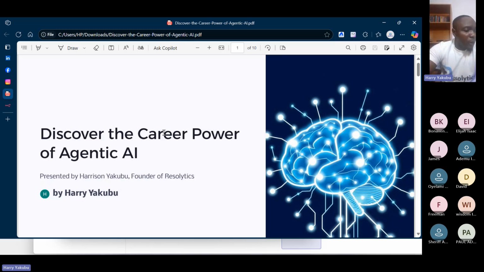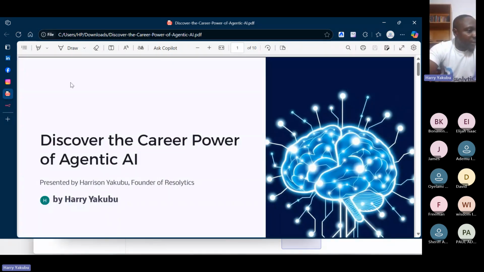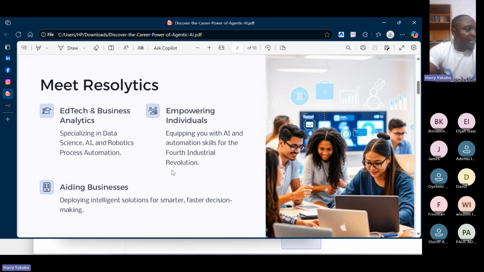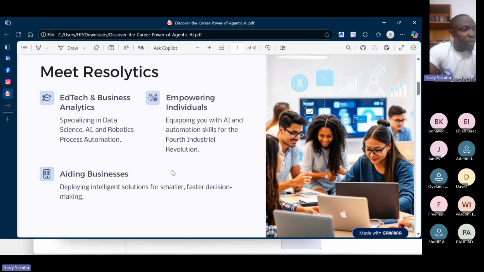All right. So without further ado, let's meet Resolytics. Who's Resolytics? Resolytics is an edtech and business analytics business. We specialize in data science, AI, and robotic process automation. We are equipping young individuals, and even senior citizens and the likes, with AI and automation skills for the fourth industrial revolution. We are keen on how you gain the relevant skills for the fourth industrial revolution. We are passionate about bridging the gap between the technological advancement of the Western world and Nigeria, and by extension, sub-Saharan Africa.